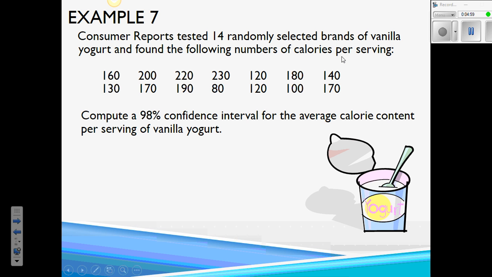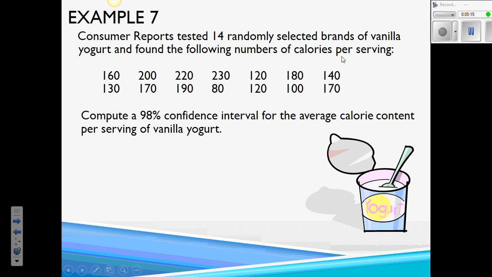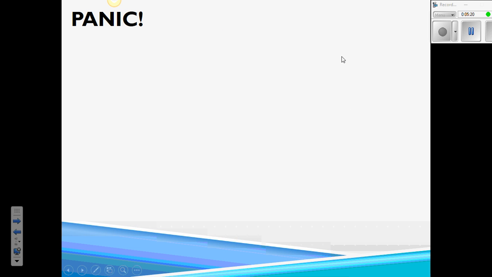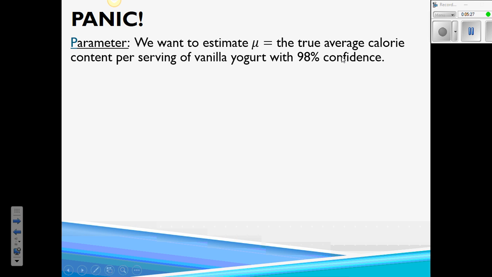All right, let's go ahead and start the same way we normally would start. How do we normally start a PANIC? State your parameter. What parameter are we talking about? Are we talking about a proportion or a mean? What are we attempting to estimate here? The average. Average implies mean. So what is the parameter for a mean? Mu. Thank you. You're going to estimate mu, the true average calorie content per serving of vanilla yogurt, with 98% confidence.